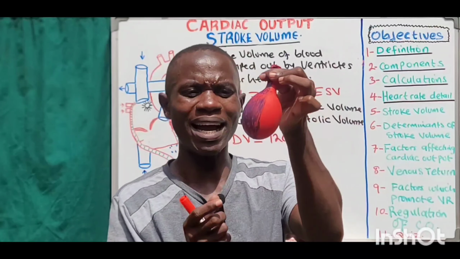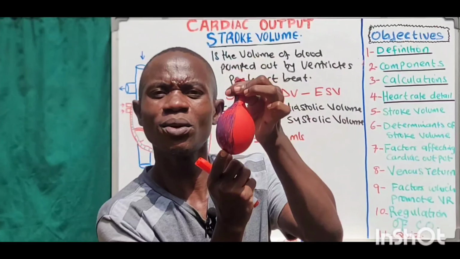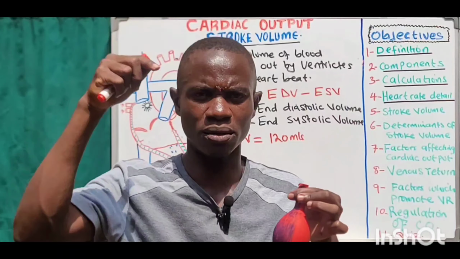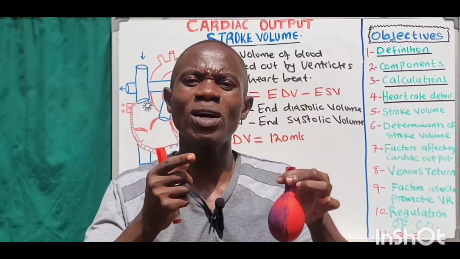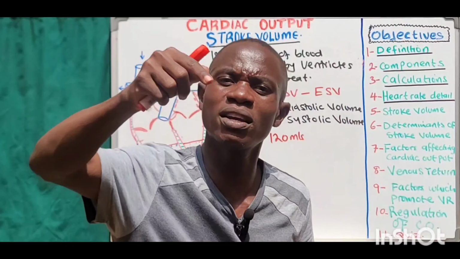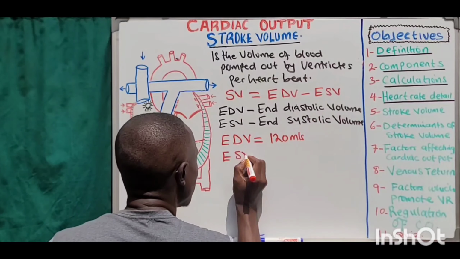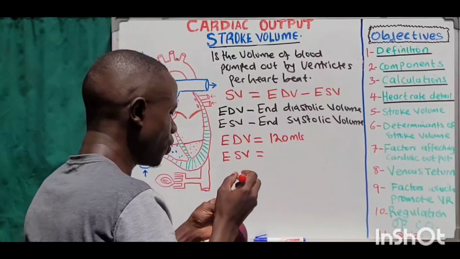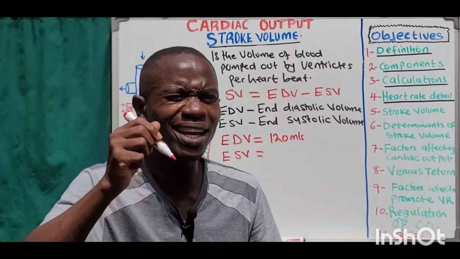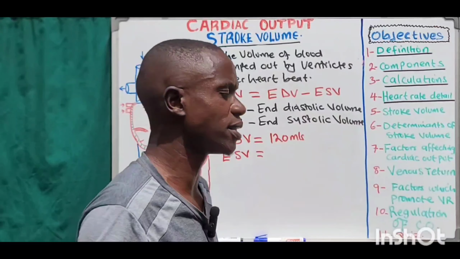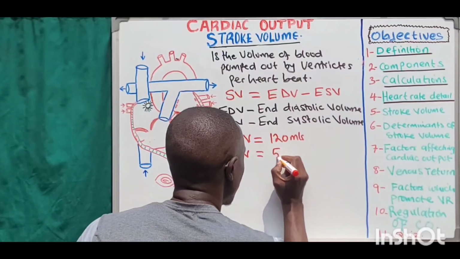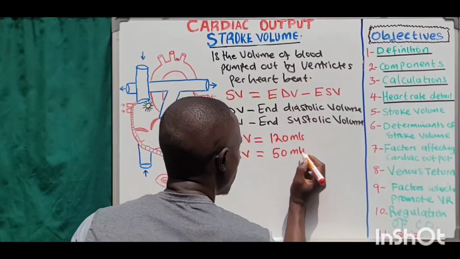And that volume of the blood which has remained in the ventricles after the contraction is what we call the end systolic volume. And this volume on average is going to be close to around 50 milliliters.